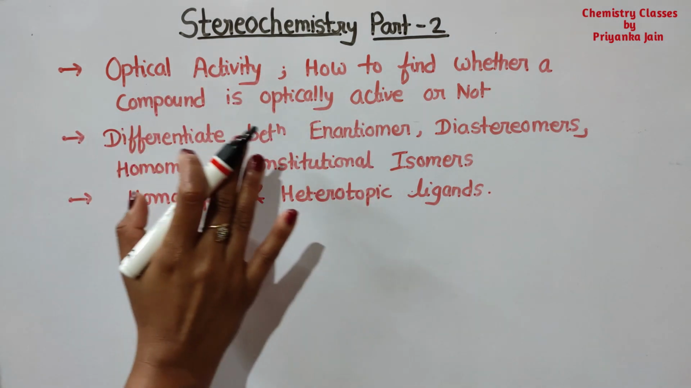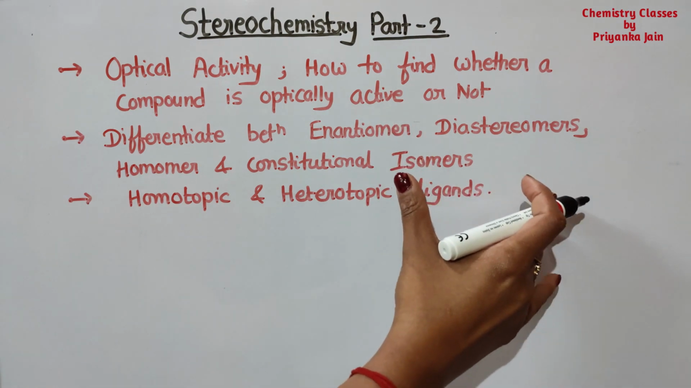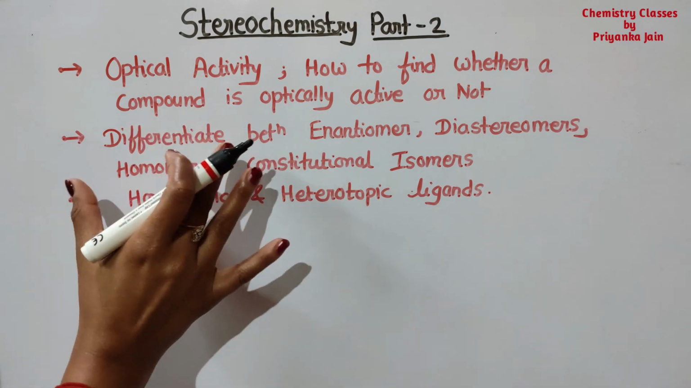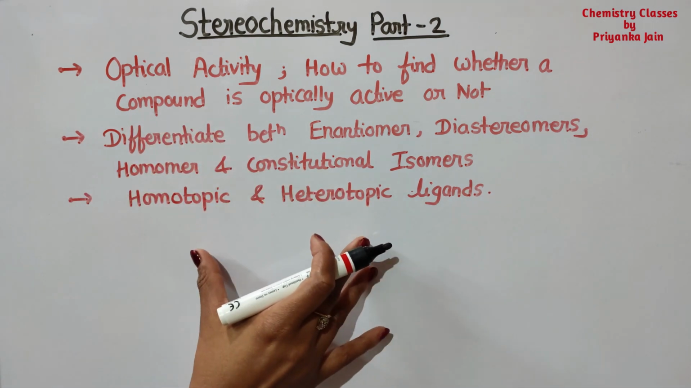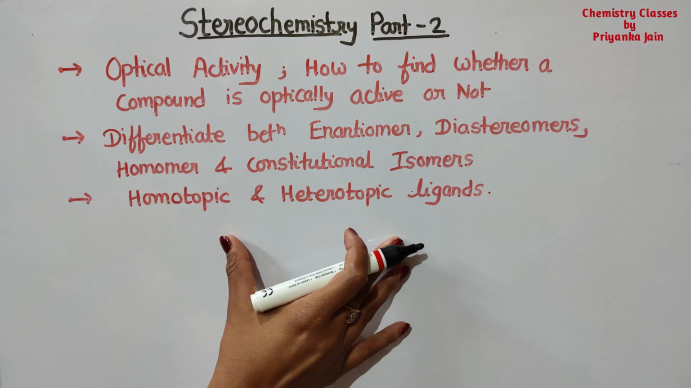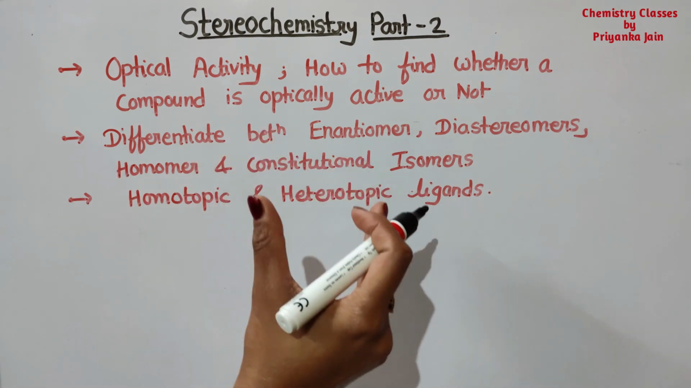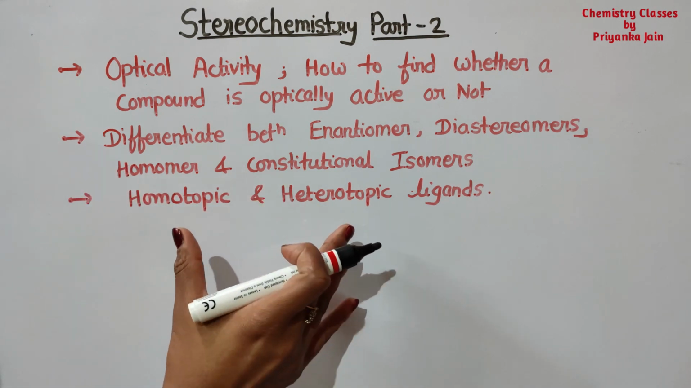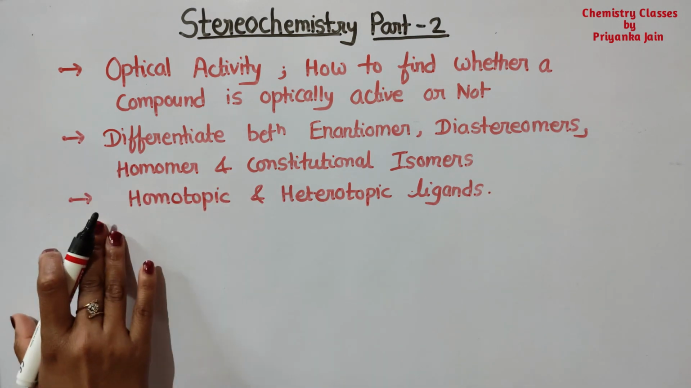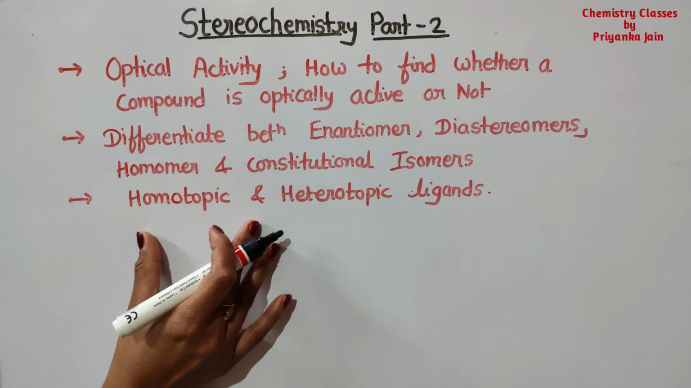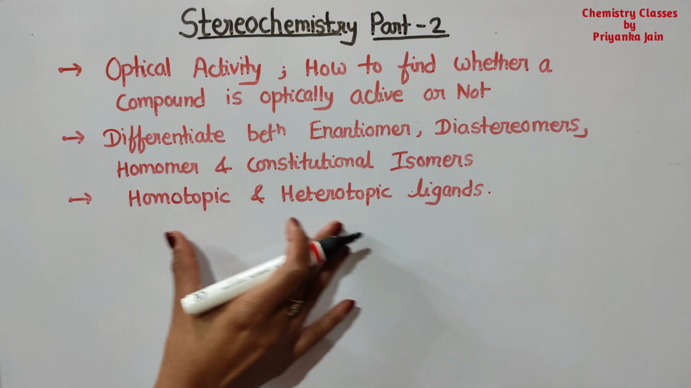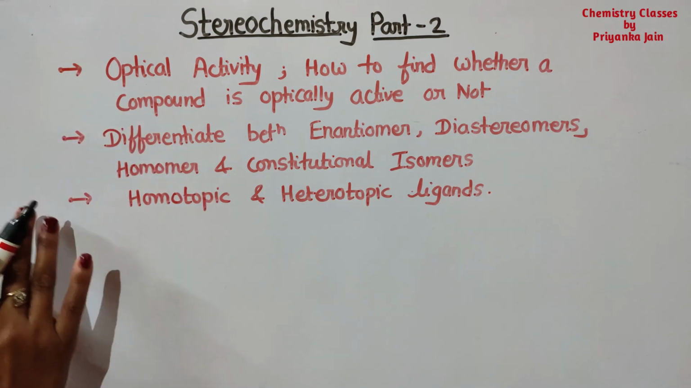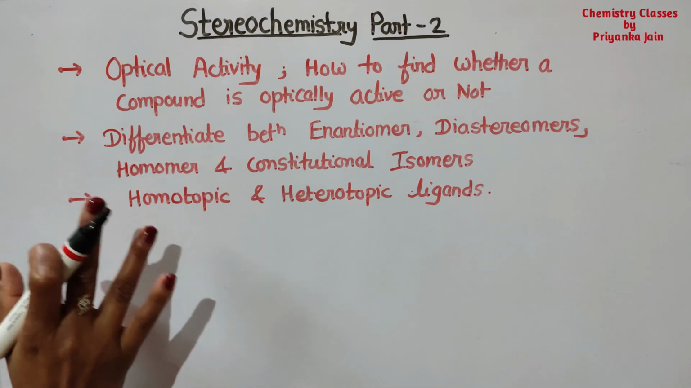Next, we should know about enantiomers, diastereomers, homomers and constitutional isomers, and how to differentiate between them. We are given different compounds and we have to identify whether they are enantiomers or diastereomers, or identical, meaning homomers, or constitutional isomers. The third important thing is homotopic and heterotopic ligands. We have to identify between them. That is also quite important. All these topics are very important, so stay with us till the last.